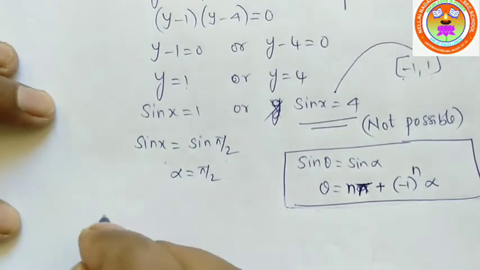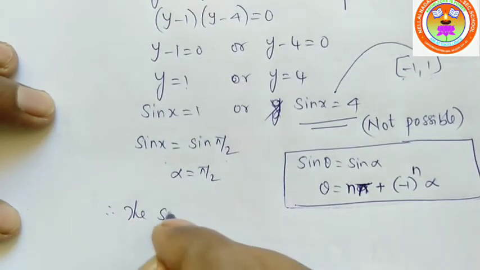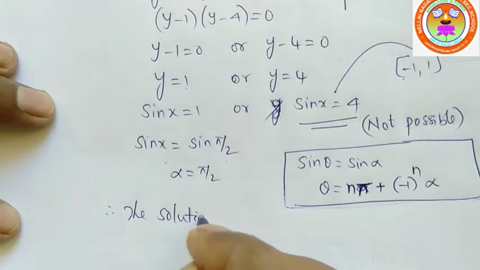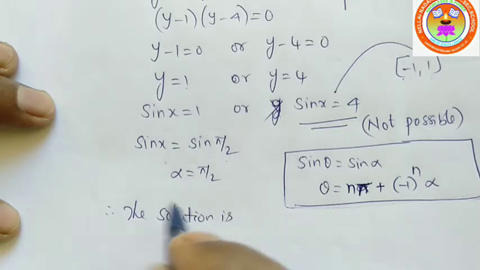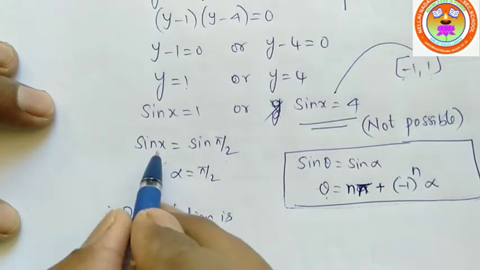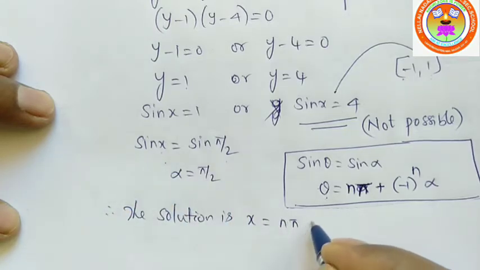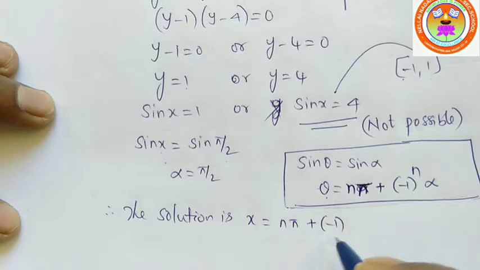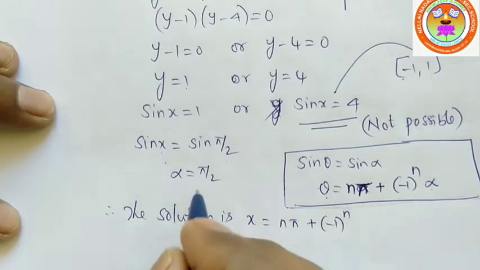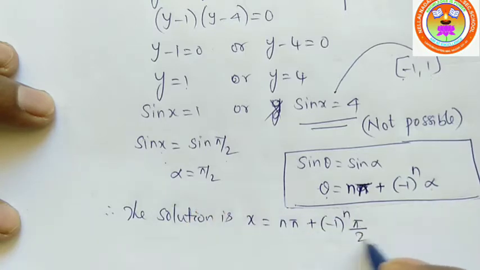Therefore, the solution is, in place of theta we have x. So x is equal to n pi plus minus 1 the whole power n into alpha. Here alpha is pi by 2.